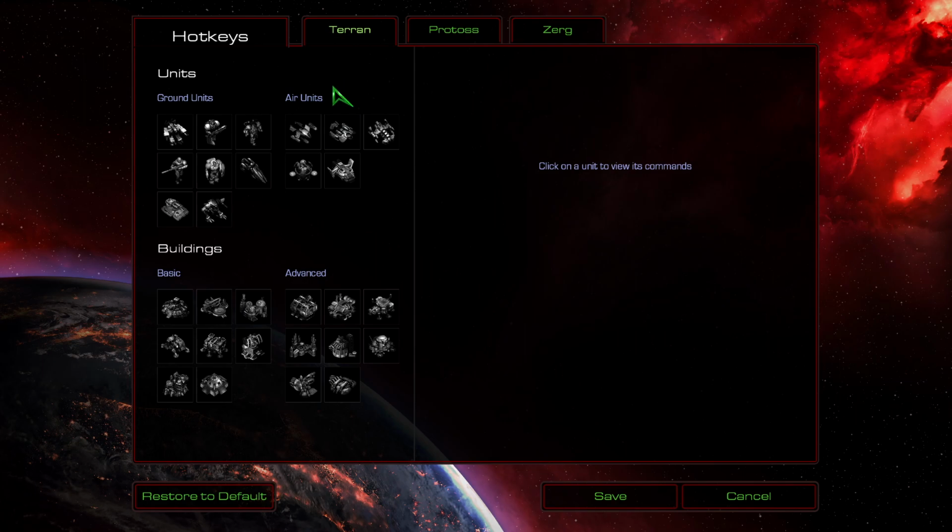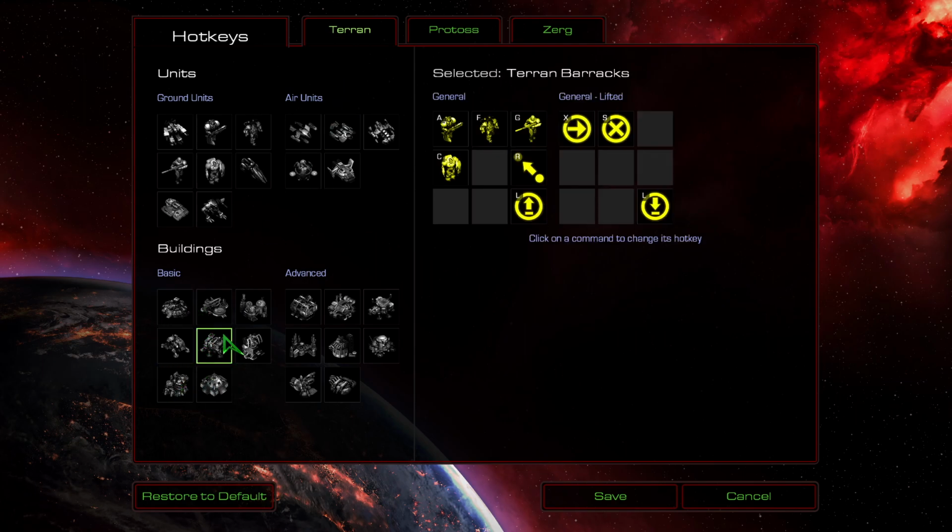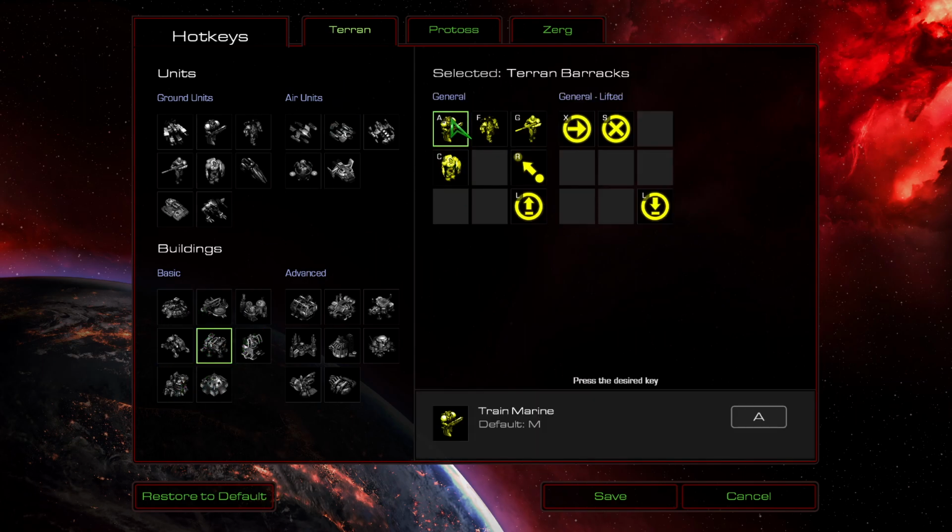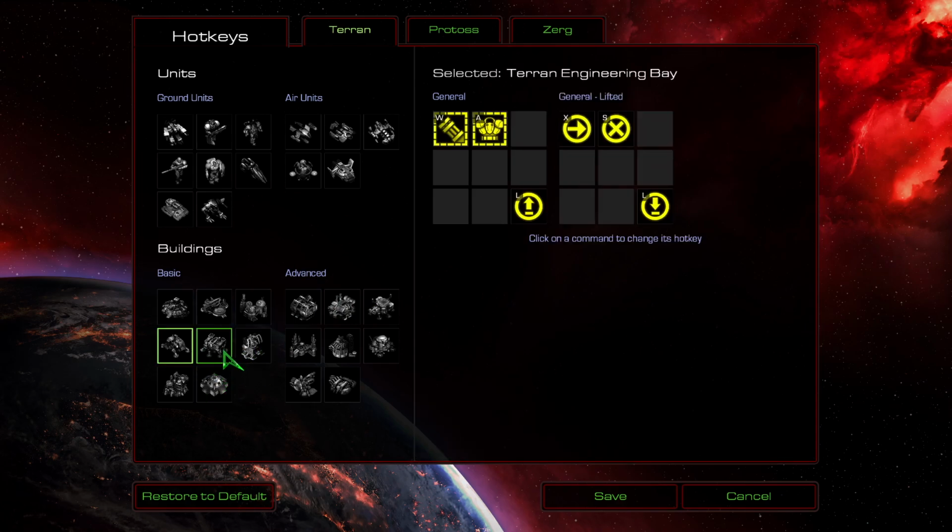And then Terran, I haven't changed much besides Marine at A. You could also put it at E like Templar. M would feel weird because you're moving your whole hand, and you'll probably go index, or you just put M at your thumb and you go like 5M, 6M, and then pressing M with your thumb, but I don't know. I like A.